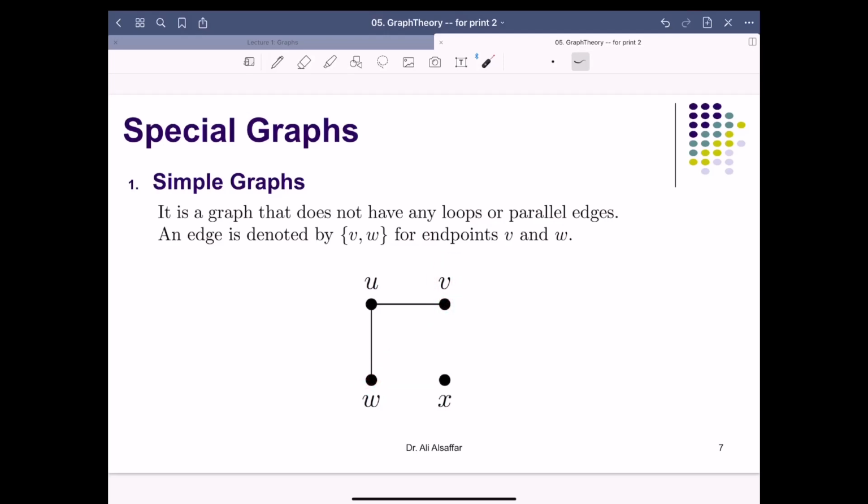If we have an undirected graph and it is simple, sometimes there is no need to put labels on the edges, because we can refer to any edge by its endpoints. And since the edge does not have an arrow, order is not important. So we say the edge UV or we say the edge VU. So we can write it as a set of two elements representing the edge.